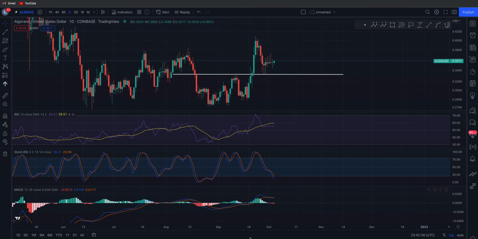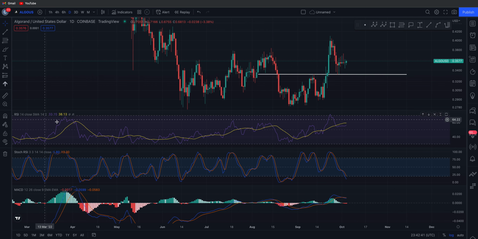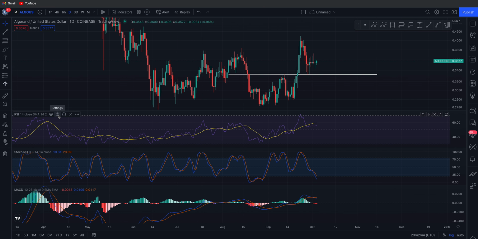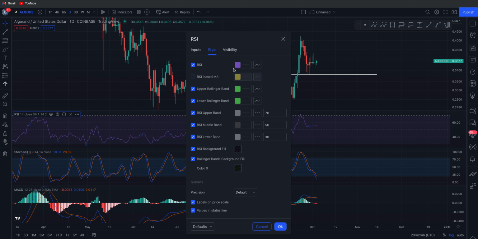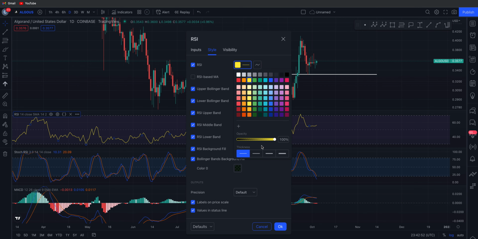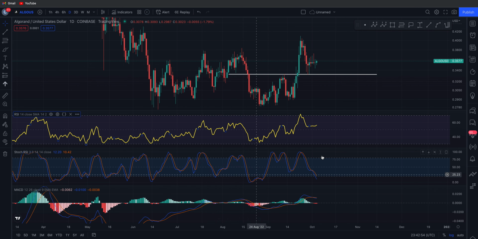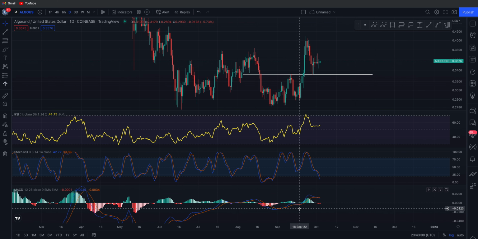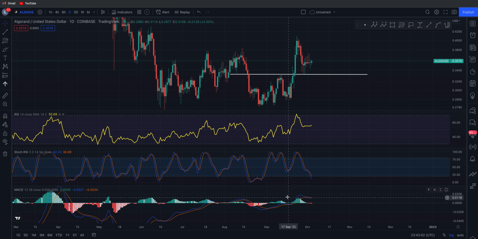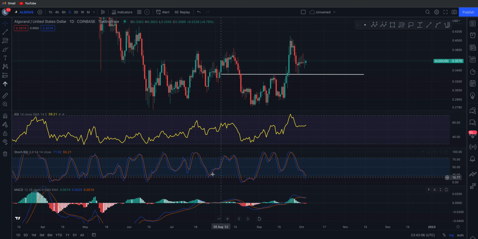So, I've got a few indicators up here. I've got the RSI, which I actually need to go over quickly. I'm going to take that off, put that to yellow. Right, okay, so we're going to be looking at the RSI, the Stoch RSI, and the MACD, showing us basically where opportunity is and where maybe we should be shorting, or what's potentially going on right now.